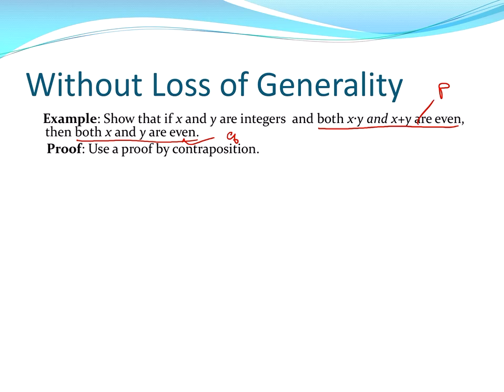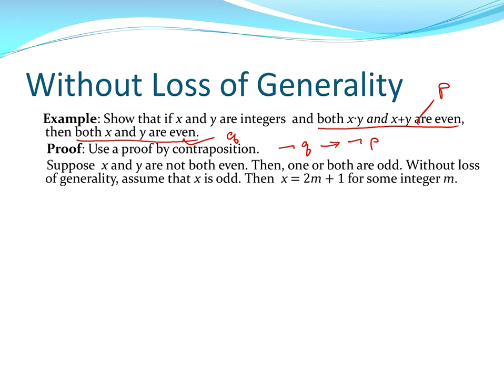We're going to do proof by contraposition. So we're going to show the negation of Q implies the negation of P. We're going to suppose that x and y are not both even. So that is the negation of Q, and we need to show the negation of P. Since P is that x times y and x plus y are even, we only need to show that one of those two operations results in an odd number.